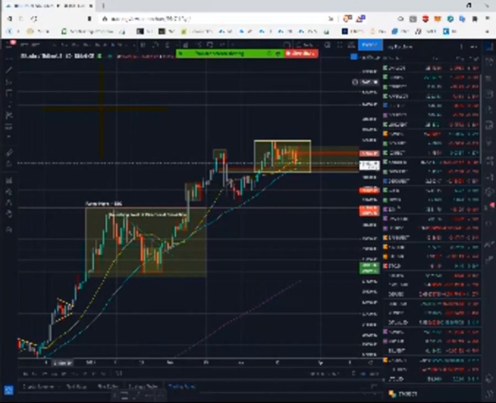Trade location is to the left, and to the right is the intraday control, which is basically the price action intraday, the momentum off the top.